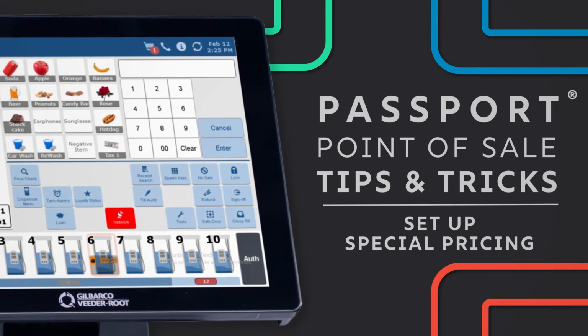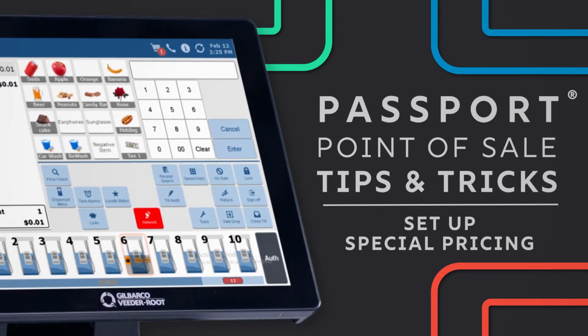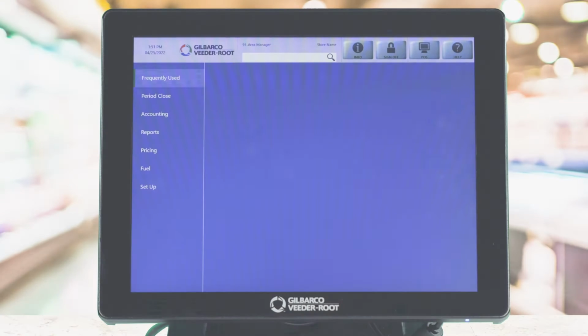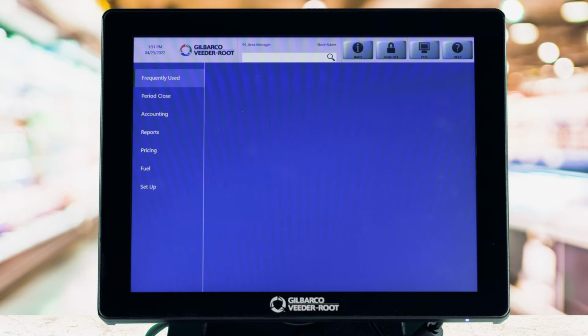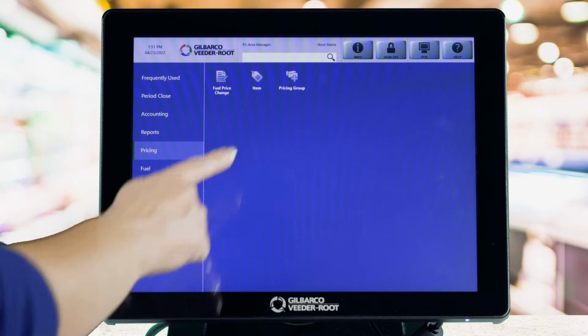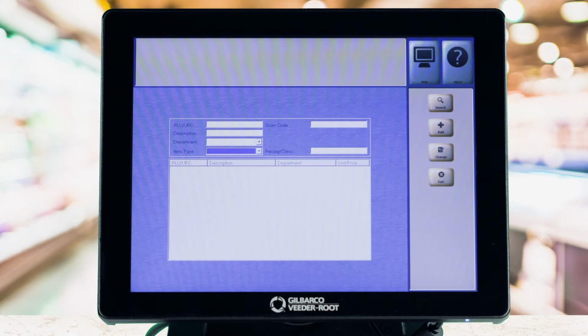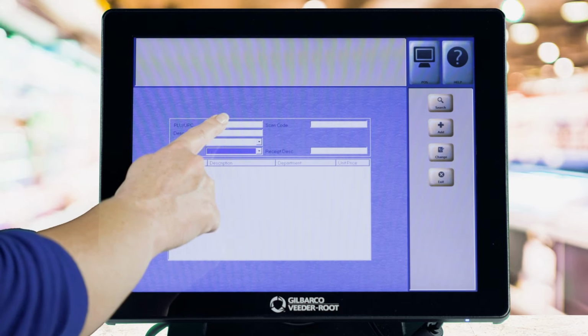Passport Point of Sale makes it easy to set up promotional pricing, even if your store doesn't use a third-party back-office system. Here's how it works. On the manager's workstation, select Pricing, then Item. Then find the item you want to promote with special pricing.